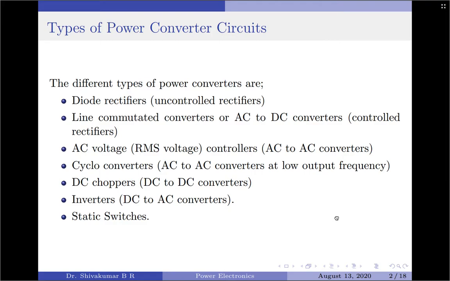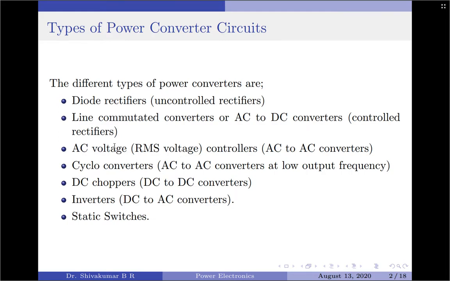Let us now see the categorization of power converter circuits. As you can see here, there are several types of power converter circuits, starting with diode rectifiers, also called uncontrolled rectifiers. Then you have the line commutated converters or AC to DC converters, commonly called controlled rectifiers. Then we have the AC voltage or RMS voltage controllers, commonly called AC to AC converters.